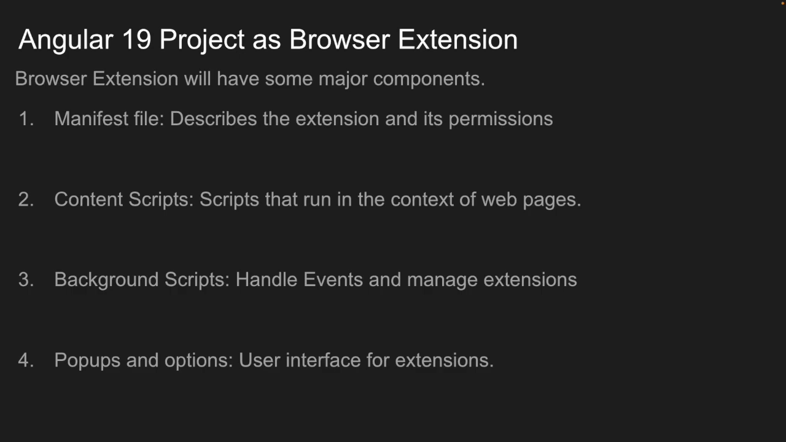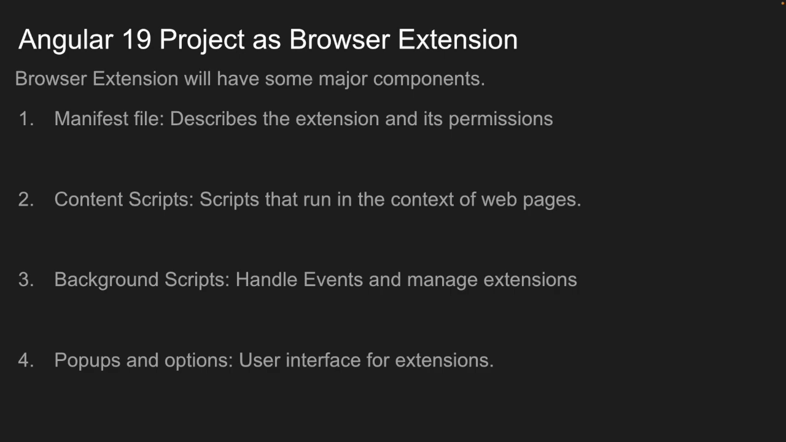Content scripts are scripts that run in the context of web pages. So for example, if you have a web page and you want to run some special scripts on top of that specific web page, then you can use content scripts. And background scripts, if you want to handle some set of events and manage these extensions in the background, then you can use background scripts. Pop-ups and options are the user interface, how it looks. So for example, when you click on the top right of your extensions, it will open a pop-up and how it should look. So all these features come together to create our browser extension.